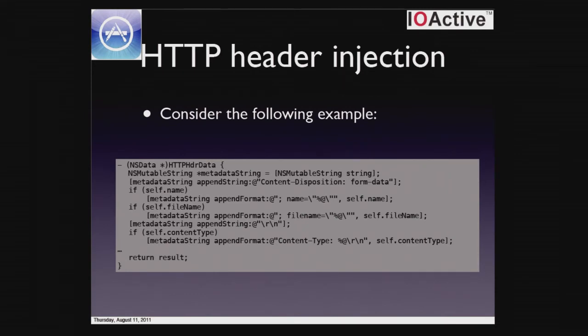This is a very simple example of some stuff I've seen, where as part of an HTTP header, a file name gets attached along with a content type. And so let's say you're in control of part of the file name, you could just put a newline in the file name, and now all of a sudden you get to inject HTTP headers.